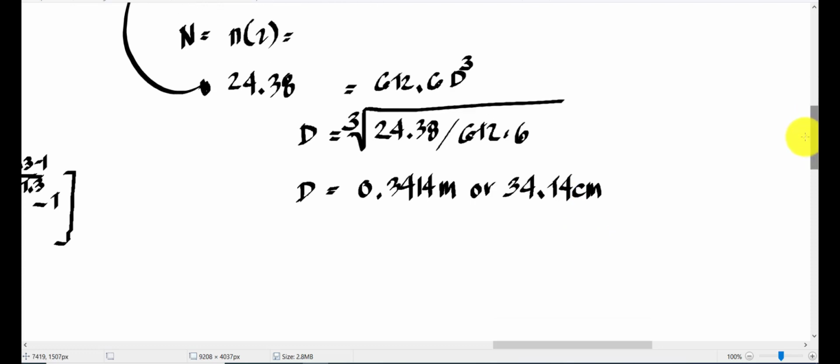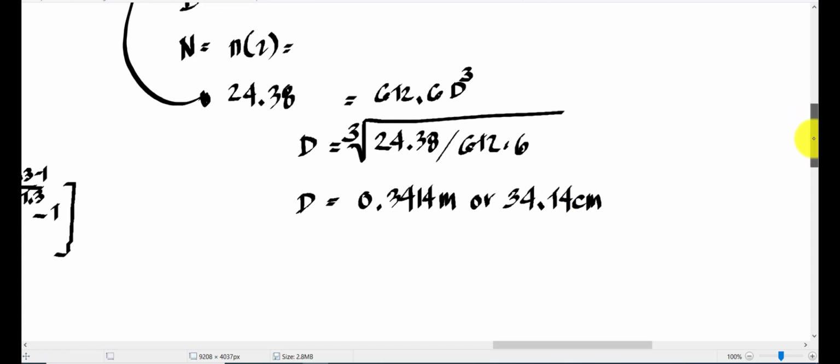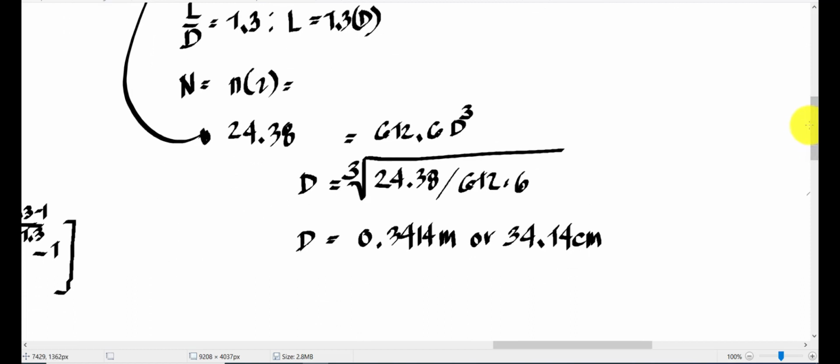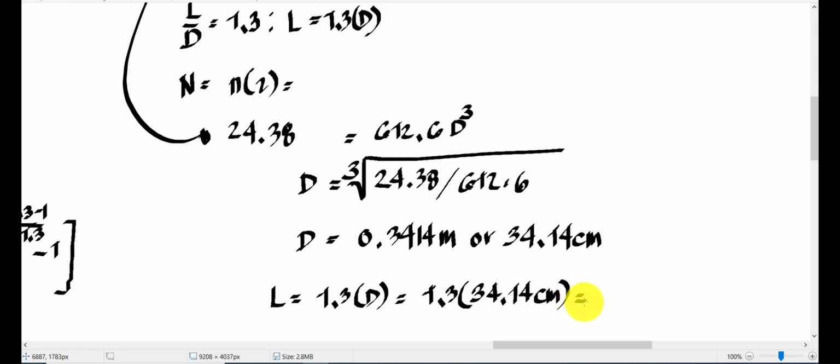Now for the length of stroke. So what will be the length of stroke? Length of stroke will be 1.3 times D. So we have 1.3 multiplied by the diameter, which is 34.14 centimeter. So we have a value of 44.38 centimeter for the length of stroke.